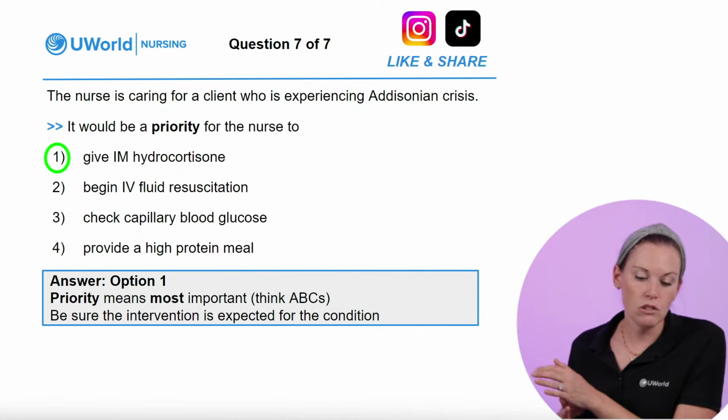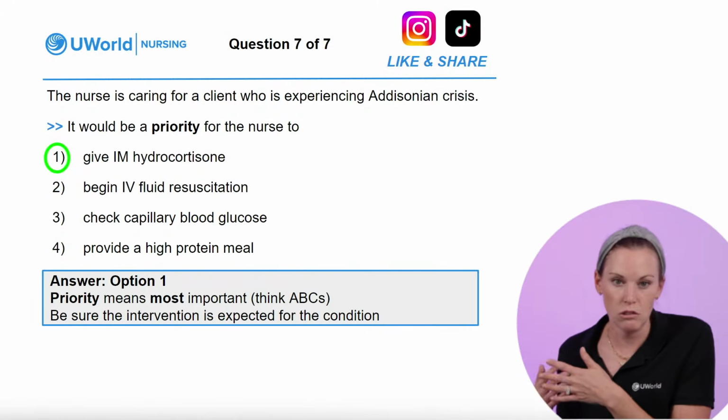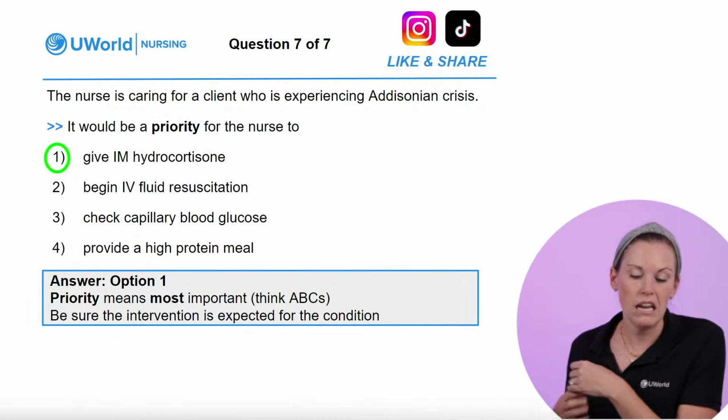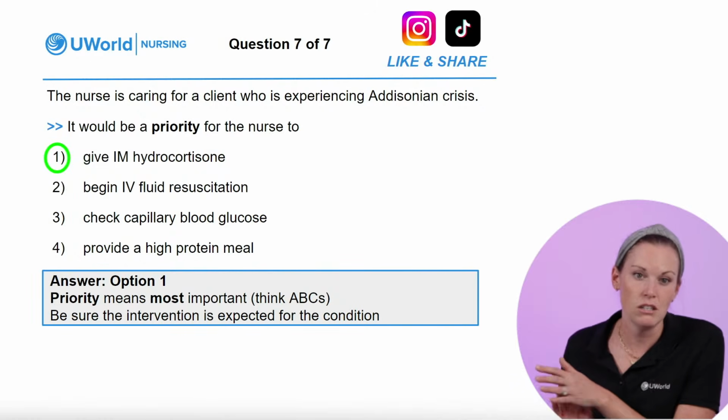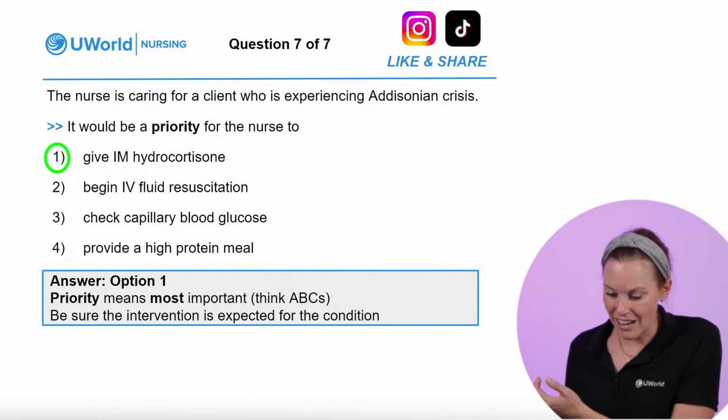The body's stress response is so low that it can't come close to meeting the demand for these stress hormones. So we're going to give that IM hydrocortisone and aggressive IV fluid resuscitation. But the first thing we have to do is give that IM hydrocortisone. Those are definitely the things we're going to do. You guys did great on that one.